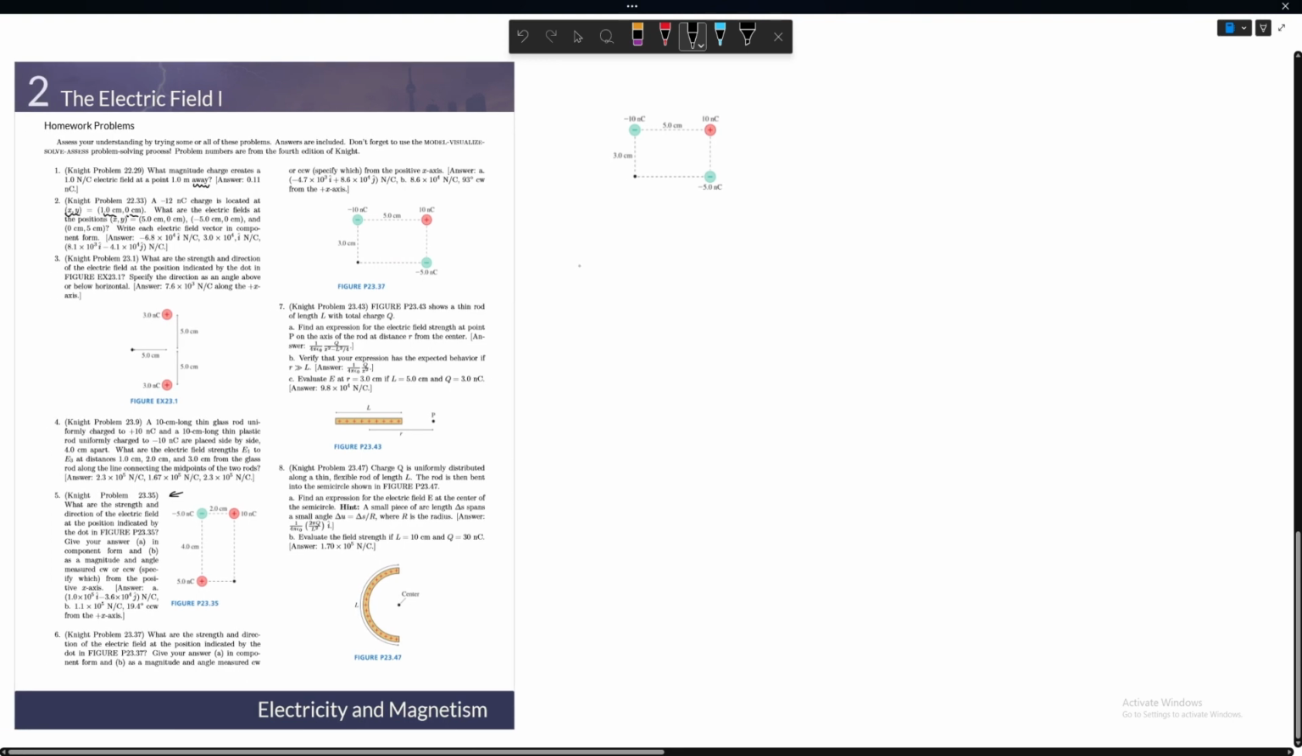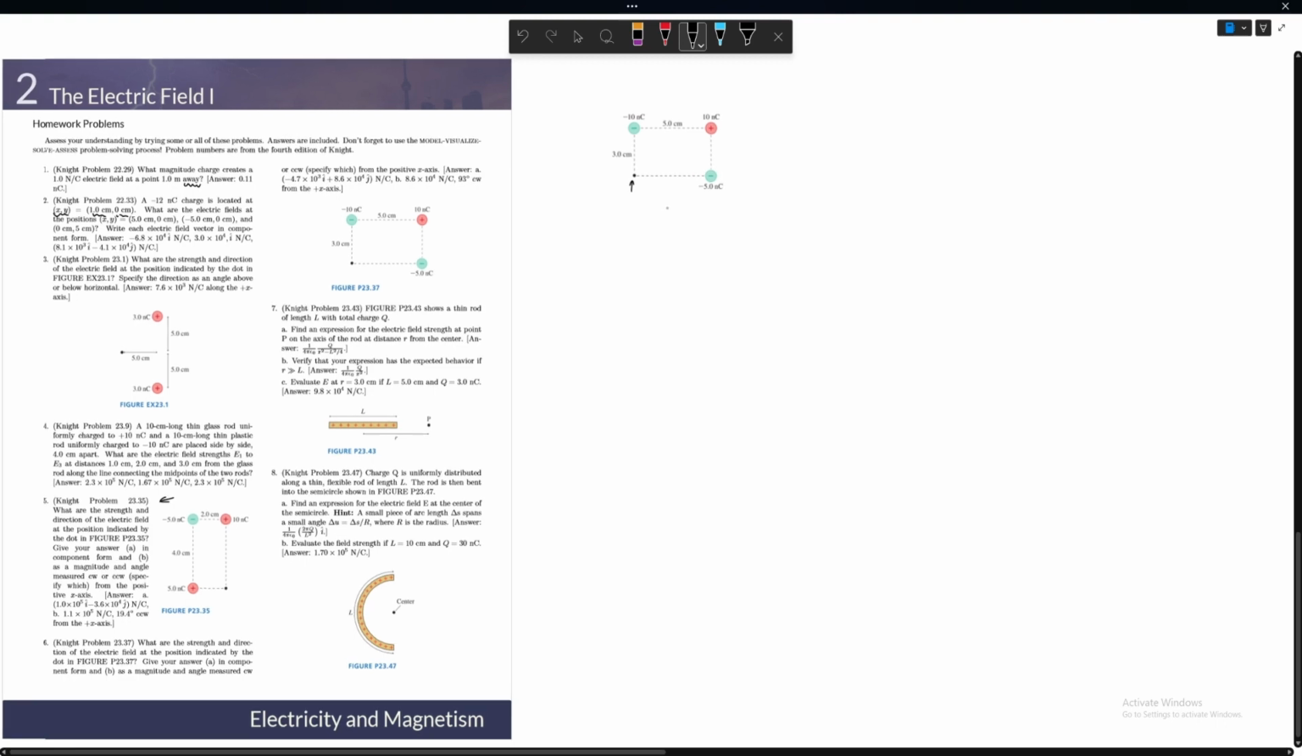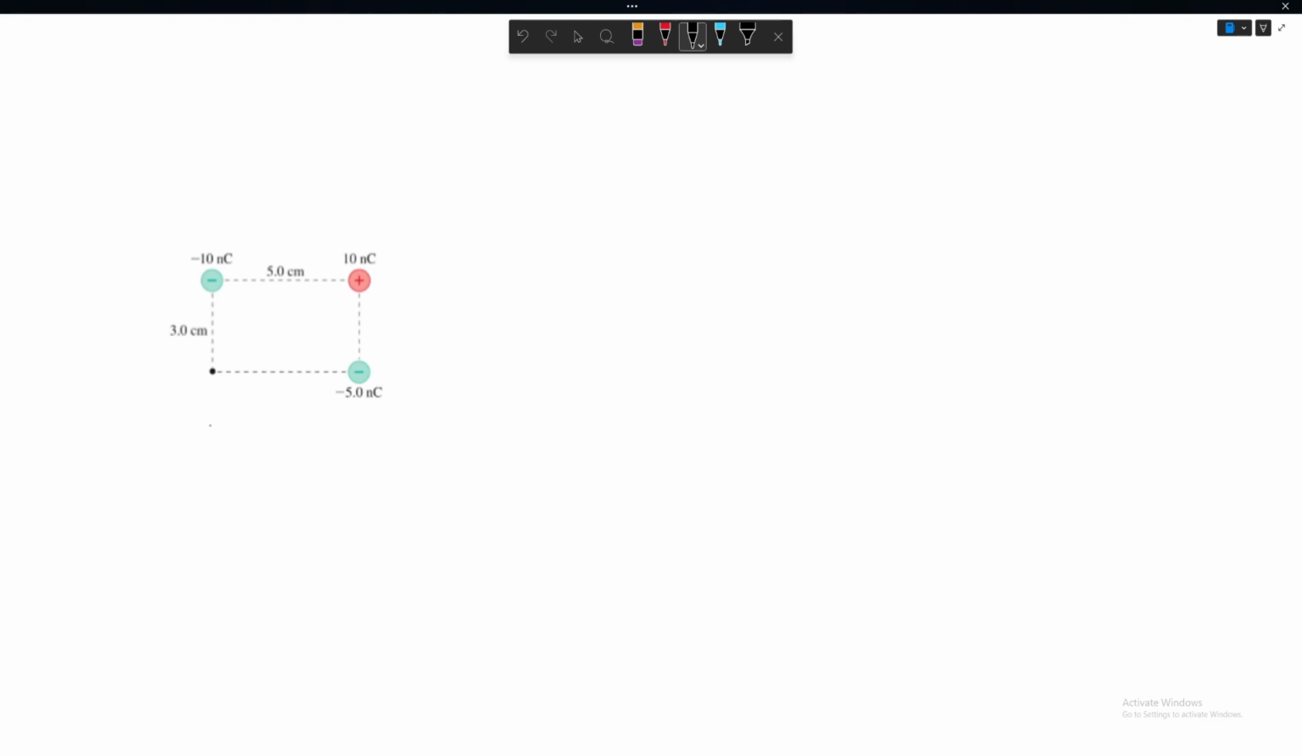So here it says, what are the strength and direction of the electric field at the position indicated? So this is the position we're looking for. And give your answer in component form. So they want it in component form as a magnitude and angle measured clockwise or counterclockwise from the positive x. So they want basically degrees and component form. So let's do it. Obviously, like we said, when you're looking at electric field, split it into components. Easiest thing to do.